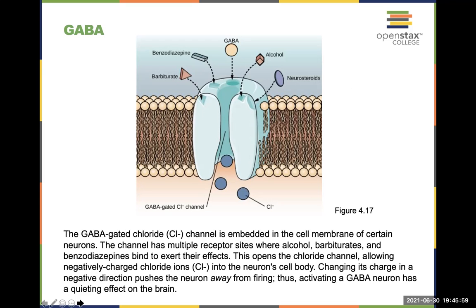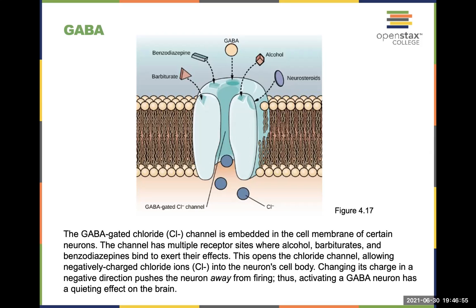And so you'll recognize this channel here if going back to chapter three, when we were talking about action potential and how the sodium ions move into the neuron to activate action potential. It moves through these channels. This one is an example of a GABA-gated chloride channel, which is embedded in the cell membrane of certain neurons, not all of them. What's interesting is you'll see that this has several receptor sites, right? So it has a GABA receptor site, alcohol can bind to it, benzodiazepines, barbiturates can bind to it.